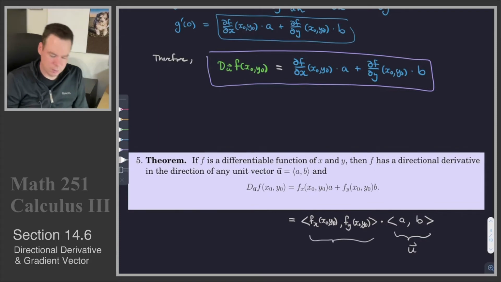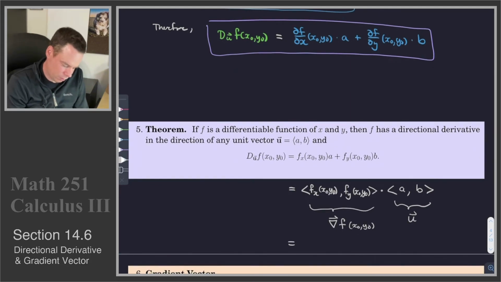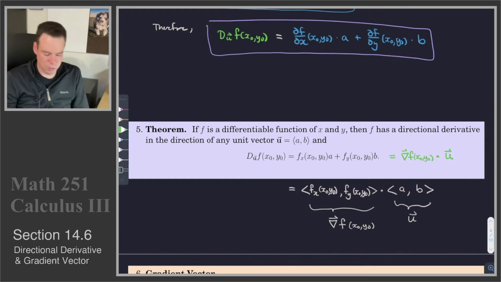It'd be nice to have a name for that vector that consists of the two partials. So we call that the gradient, and we represent it by this upside down triangle with an arrow on top with f next to it. So we call this the gradient of f, and that's at (x naught, y naught). And that means we can write our directional derivative, actually I'll write it up in the statement of the theorem itself. We can write it, in this nice shorthand, as the gradient of f at (x naught, y naught) dot the vector u.